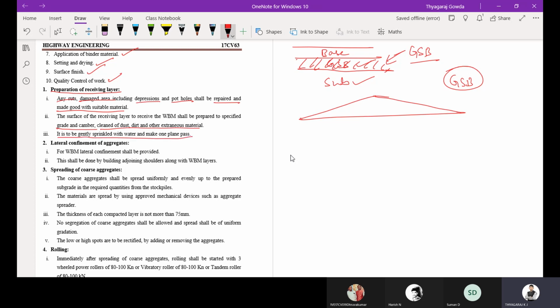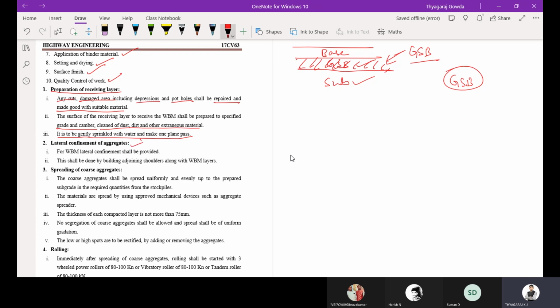As we all know, in the subgrade we have seen you sprinkle the water 2 times and give 2 plain passes. Here only a single time you are going to sprinkle the water and give a single plain pass to the existing layer. Second one is the lateral confinement of aggregates.